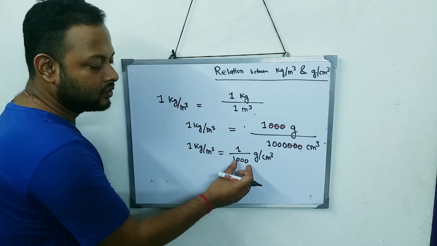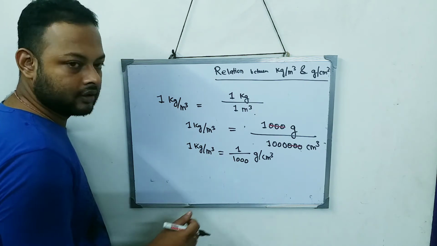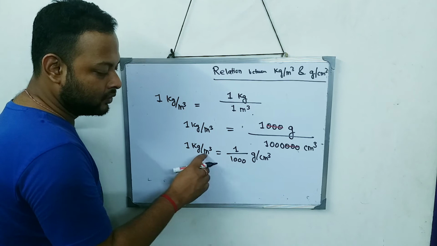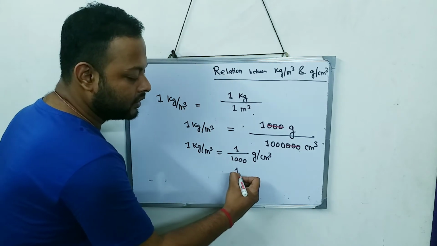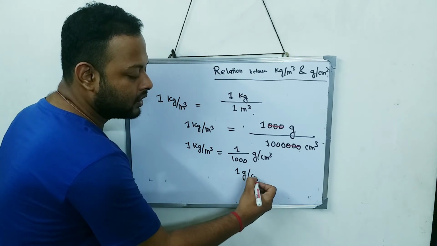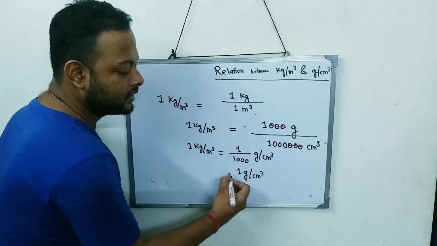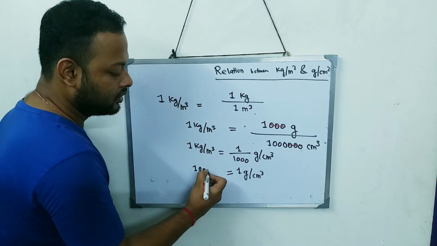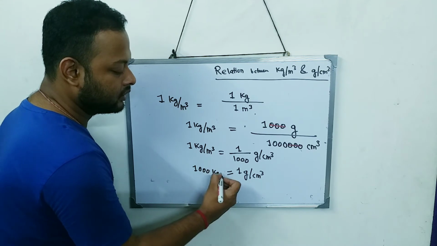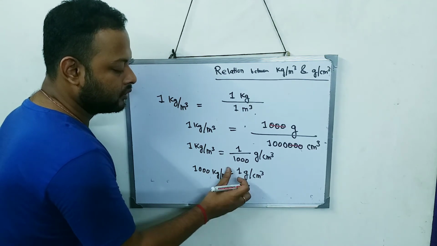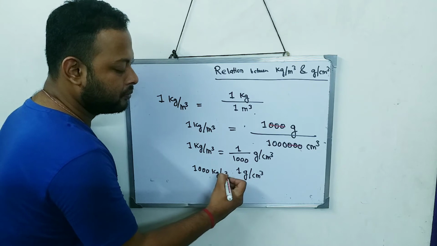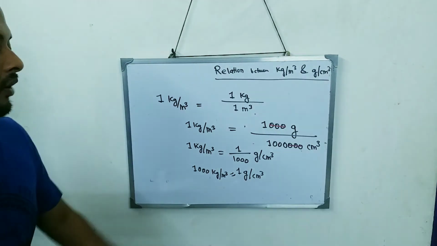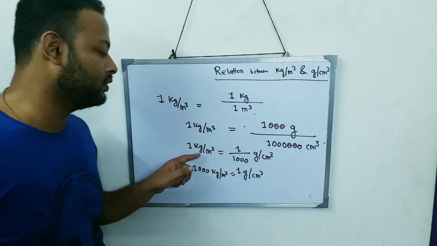Now put this 1000 from here to here. Okay, we know these things. In algebra we can do this. So what I get after this? 1 gram per centimeter cube is equal to 1000 kg per meter cube. Okay, 1000 shifts from this side to this side.